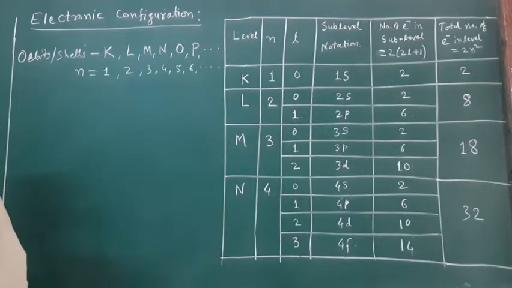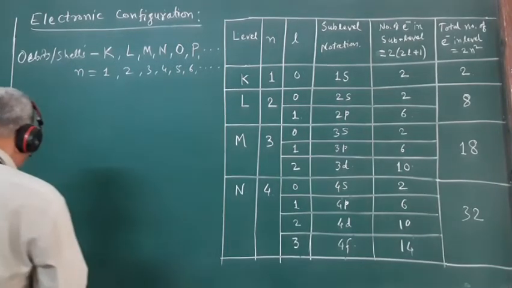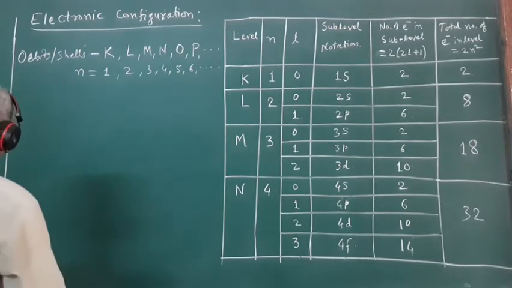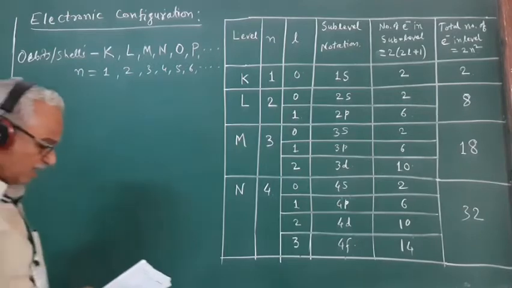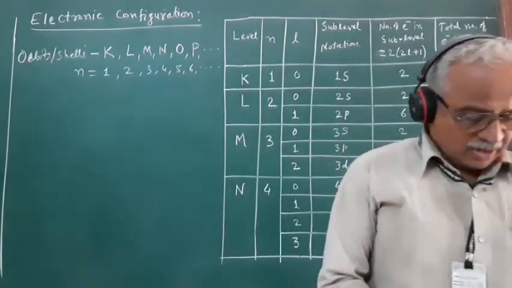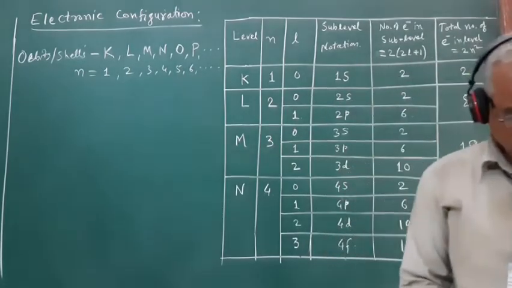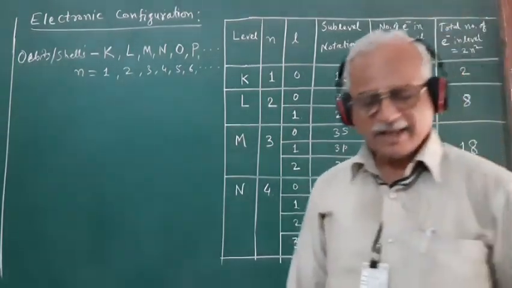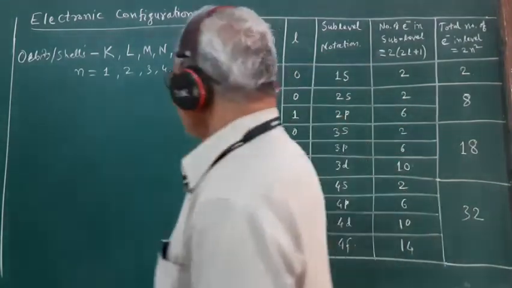However, these shells are further divided into subshells. The electrons having the same orbital quantum number l form the subshell.